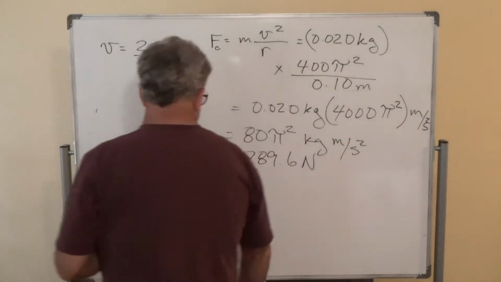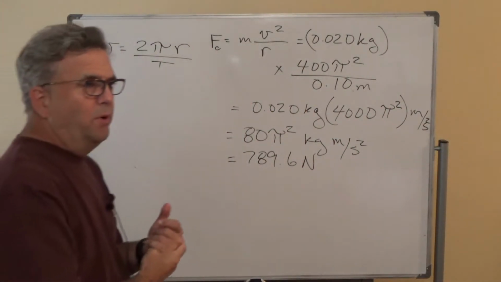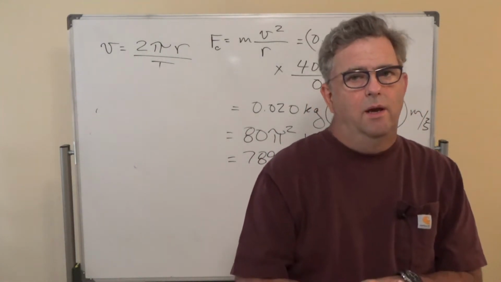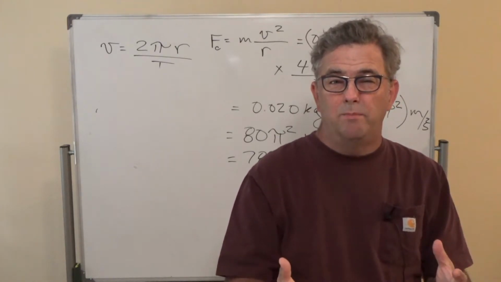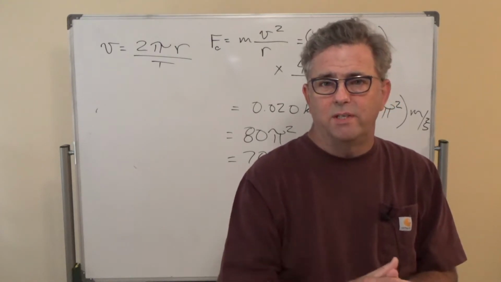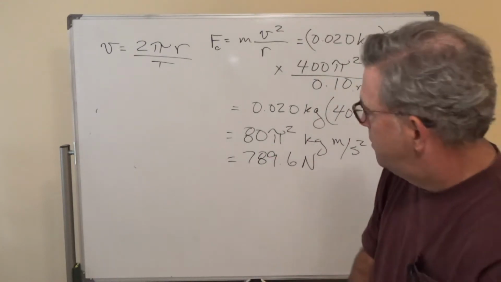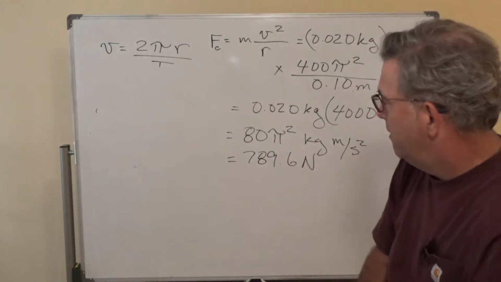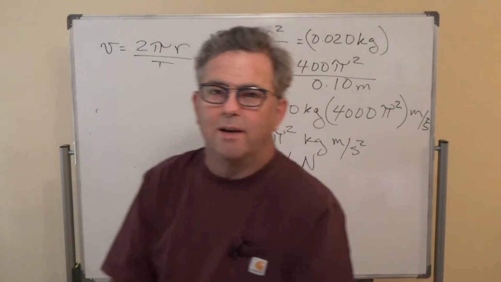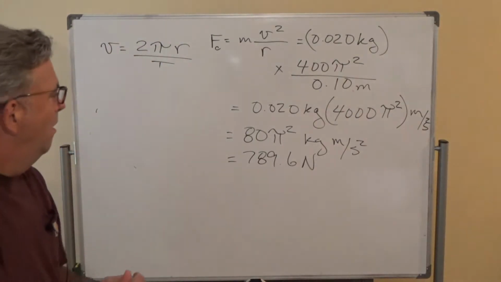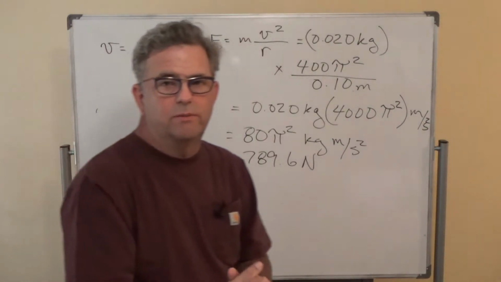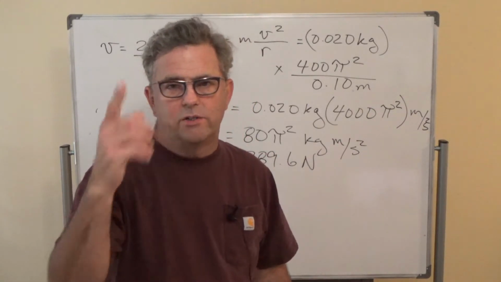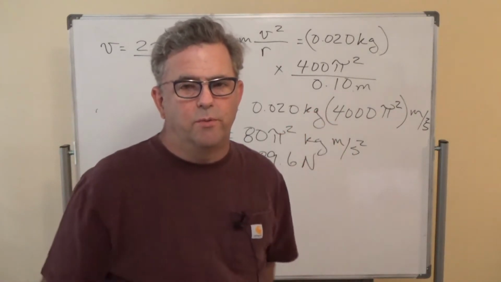So that's a lot of force. Remember, about 100 newtons is about a kilogram of mass in the gravitational field. So this is about 7 or 8 kilograms. Okay, it's a lot. All right. Are there any questions on this calculation? Very simple. You just have an object going in a circle. You know the mass, you know the radius, and so forth.